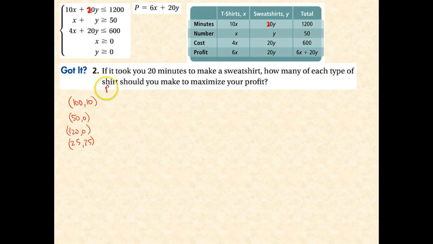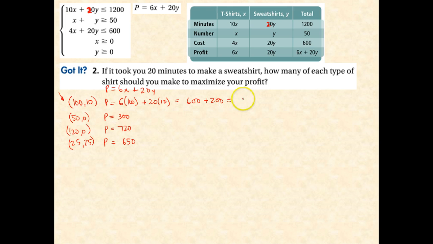Alright, so let's test these points. We still have the same profit function: $6 for shirts plus $20 for sweatshirts. This is the one I'm most interested in because that's the one that changed. In fact, I already know what the profit would be for all of the others because I did them a minute ago. So 6 times 100 plus 20 times 10 is 600 plus 200, which is 800, which is higher than our max on our last problem. So that changes.